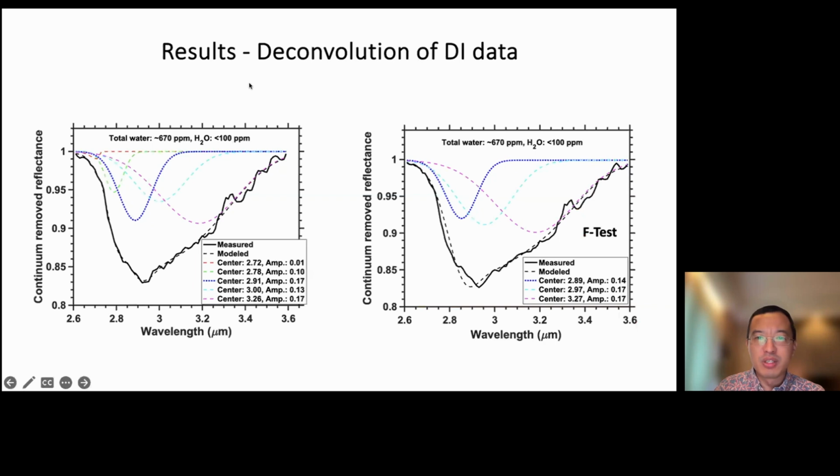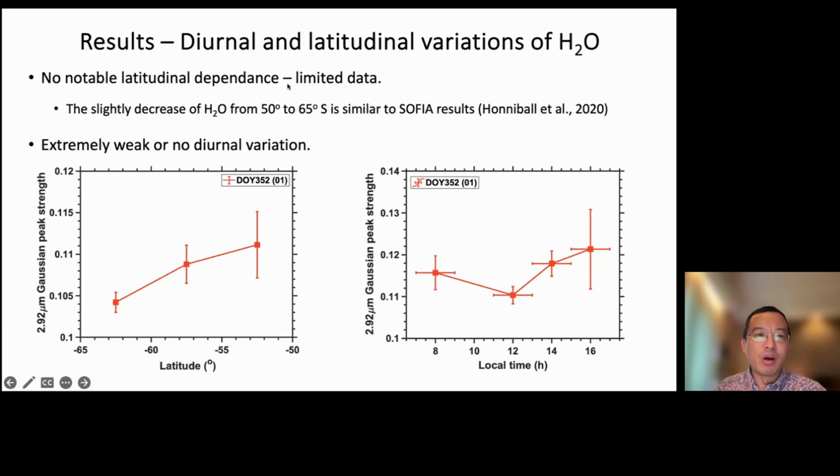And now let's look at some deconvolution results. This is one example from DI data. We assessed the total water, OH plus H2O, at around 700 ppm, while it shows the deconvolved 2.92 peak, and after the F test, it's still showing there. It could be due to the presence of H2O, but based on the strength of this peak, we think the total amount of H2O could be less than 100 ppm. And then we put all the data together.